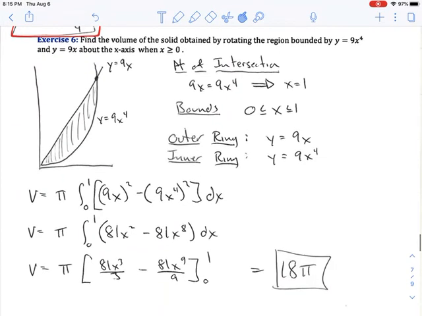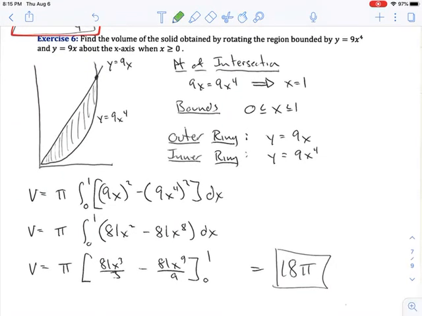Exercise 6. Find the volume of the solid obtained by rotating the region bounded by y equals 9x to the fourth and y equals 9x about the x-axis when x is greater than or equal to 0. So again, you can graph this in Desmos, and you're going to get this region in here. And this is the region that we are rotating around the x-axis. So here's our axis of rotation, the x-axis.